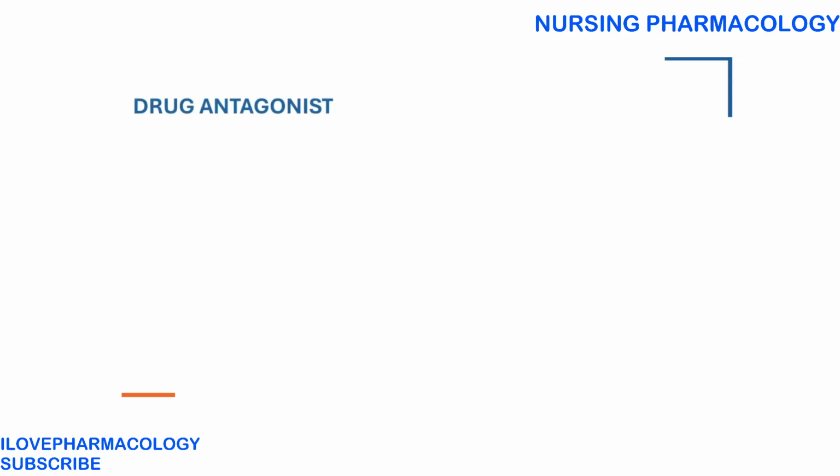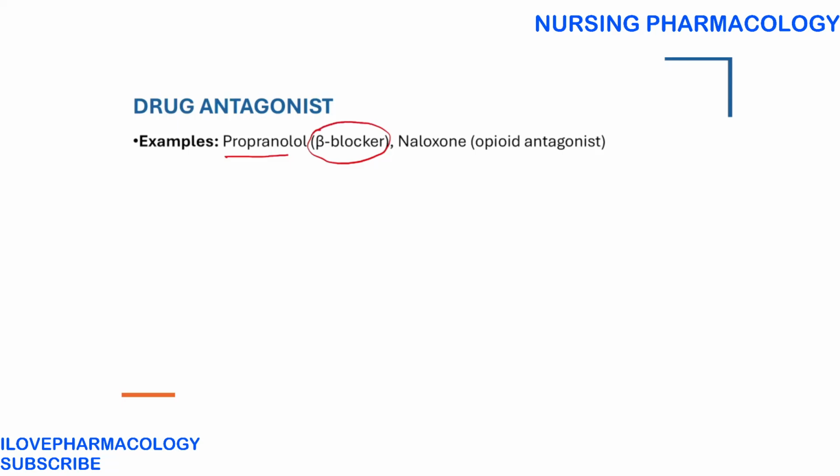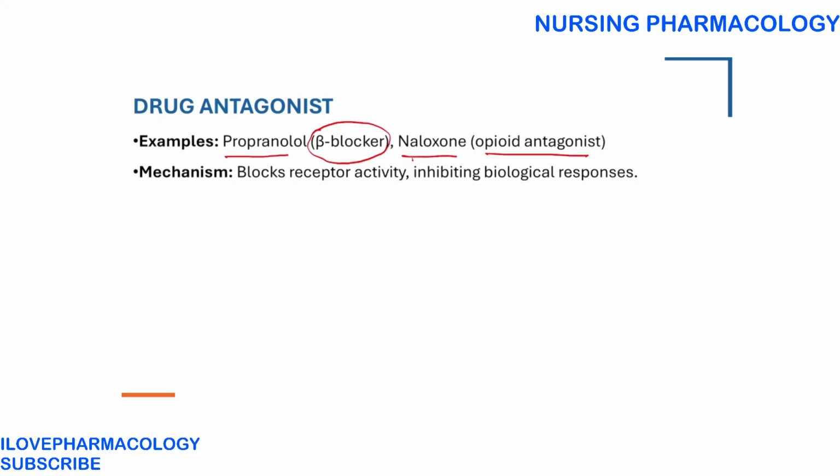Next, coming to the drug antagonist. These are the drugs which block the activity of the receptors. The example is propranolol, which inhibits the activity of beta receptor mediated actions. It is a non-selective beta blocker, whereas naloxone is an opioid receptor antagonist. So basically it blocks the receptor activity by inhibiting the biological responses.